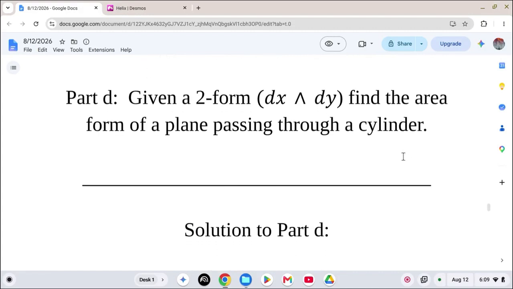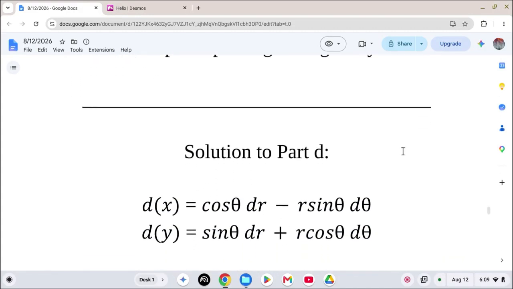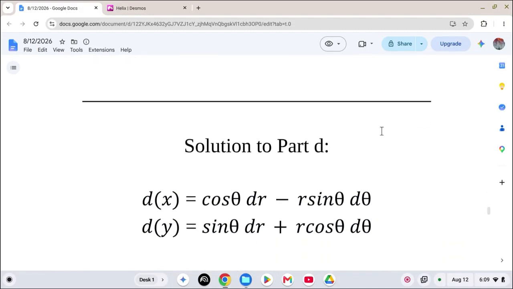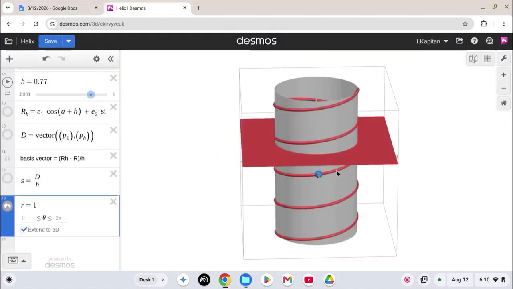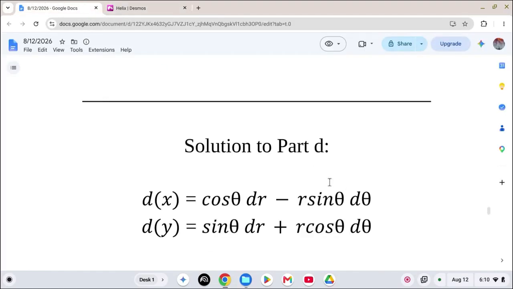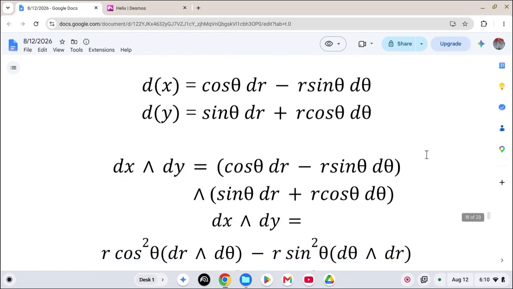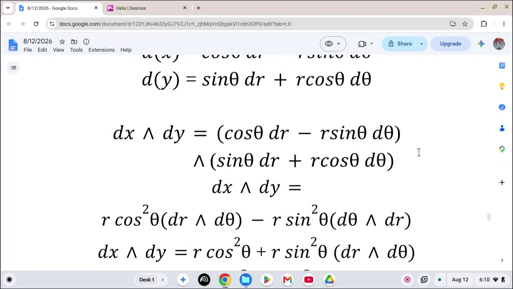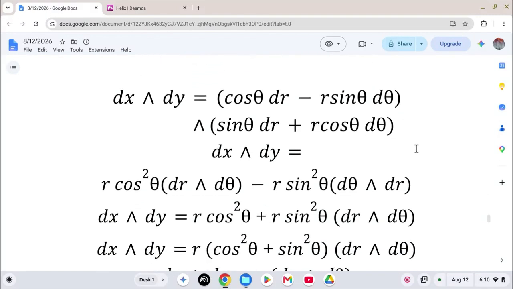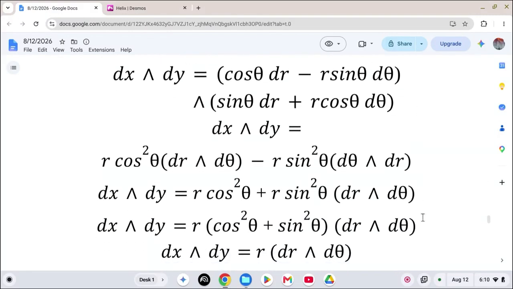All right, so here is our dx and dy. That's all we want, right? Because z is a constant. We just want a plane. All right, so we just wedge those two together because we found dx and we found dy already. We wedge those together, we simplify, and we get this. dx wedge dy, the plane, is just r dr wedge d theta.